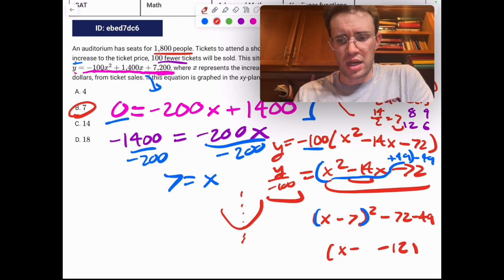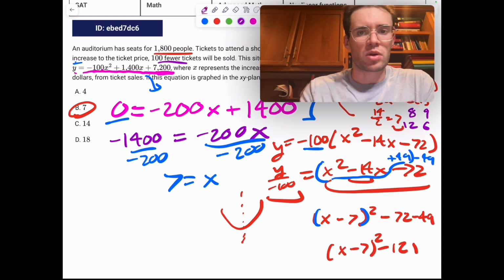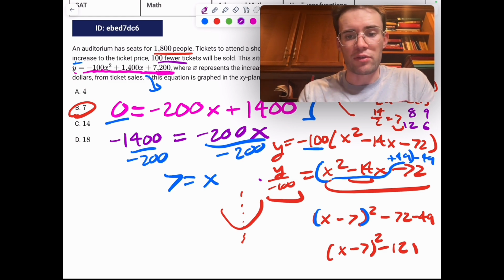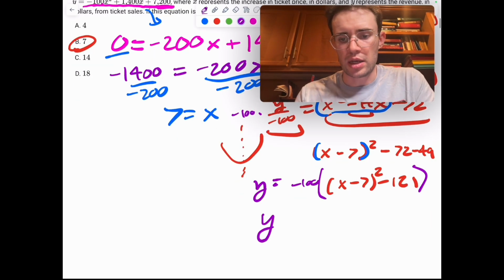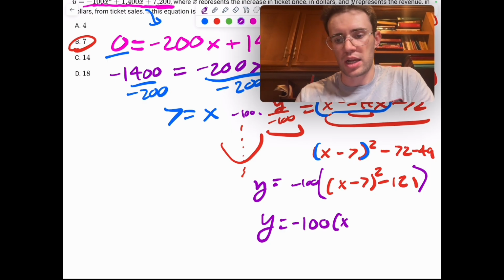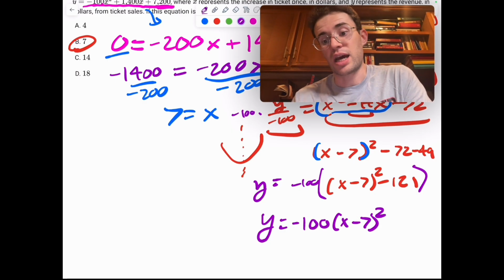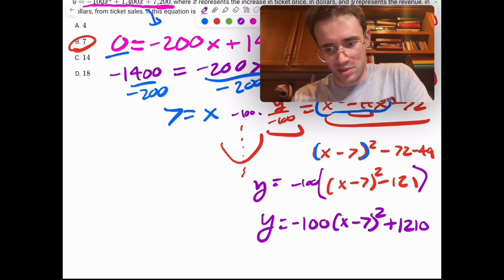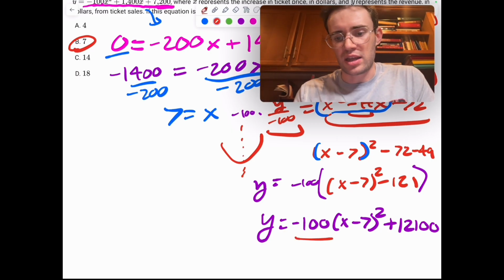So you get x minus 7 squared minus 121. And then you have to multiply this whole thing by negative 100 on both sides. So this by negative 100 like that. You'd end up with negative y equals negative 100 times the quantity x minus 7 squared. And then negative 100 times negative 121 gives you a positive 12,100. All right, so here you can see our a value is still negative 100.